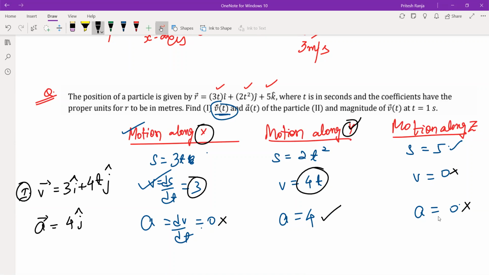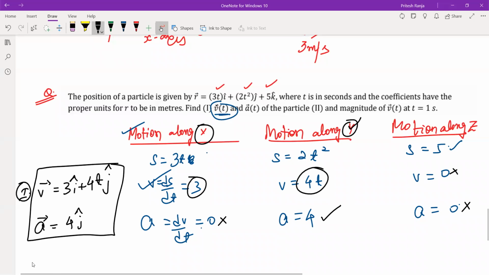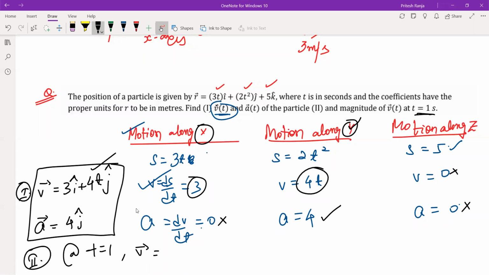This is also no need to include. And once we get this, we can easily find number 2, that was to find magnitude at t equal to 1. So at t equal to 1, velocity vector क्या होगा? यहाँ पर put कर देंगे, so 3i cap plus 4j cap. So we have to find magnitude. तो magnitude क्या होगा? Root 3 squared plus 4 square.